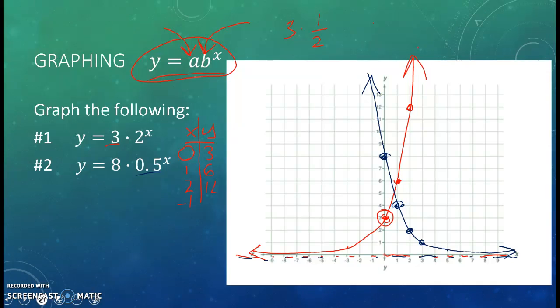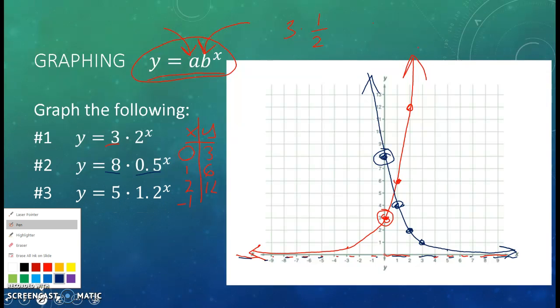The big thing I want you to see here is that the beginning amount is 8. That's what this 8 tells us, and then the 0.5 tells us how it's growing, in this case, shrinking. Let's move on. Let's take a look at example number 3.